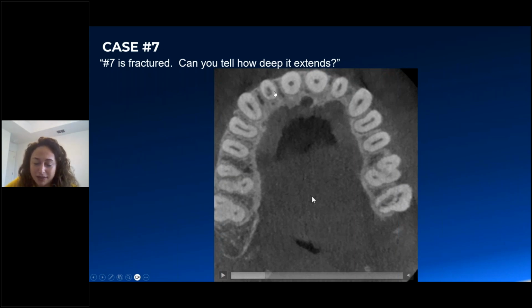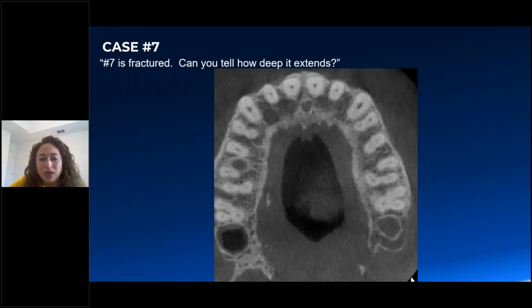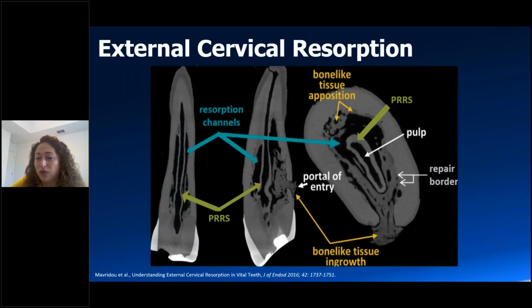Tooth number 15 has a very similar defect, just like the one that we see on number 7. They are not fractured, but this is a type of root resorption. It's not internal resorption, and it's not a typical external resorption because you can see it acts very differently. It doesn't grow from the root canal space, and it doesn't form an obtuse angle on the surface of the root. So this is external cervical root resorption.